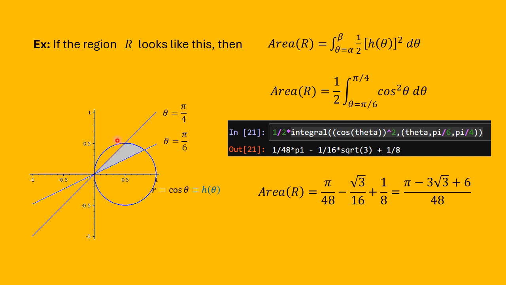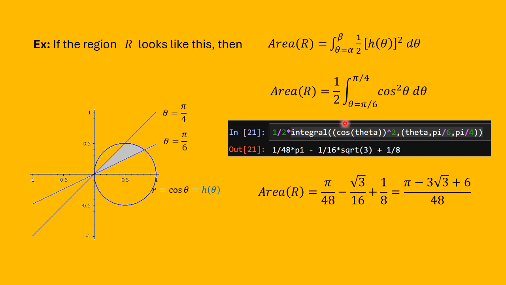r equals cosine of theta does turn out to be a circle. And so what we found was the area of this little region inside that circle. And it turned out that the area involved the number pi. It also involved the number square root of 3. And it also involved just an integer divided by 48. So this is, I think, kind of an amazing answer because it has both an integer, a square root, an irrational number, which is square root of 3, and it also involves pi.